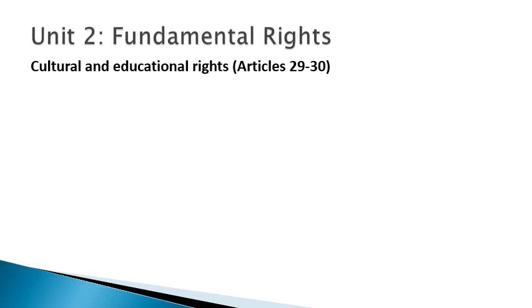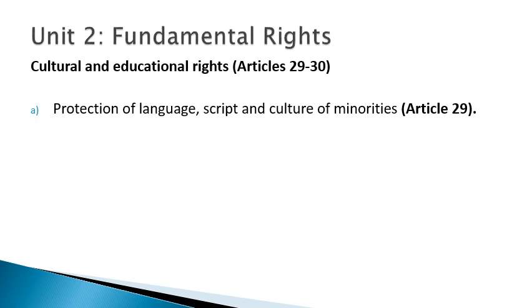So the first article is protection of language, script and culture of minorities, which is under Article 29. Article 29 provides that any section of the citizens residing in any part of India having a distinct language, script or culture of its own shall have the right to conserve the same.